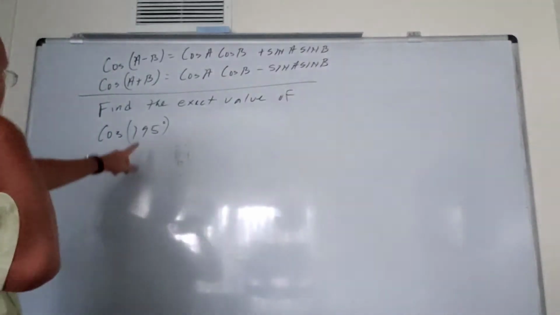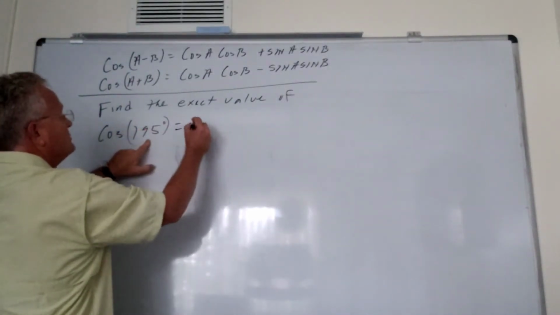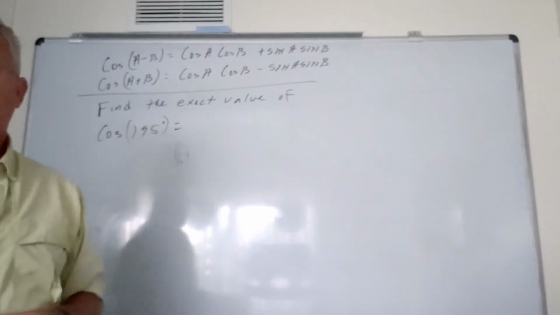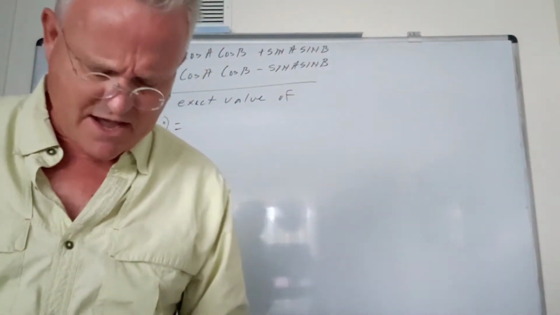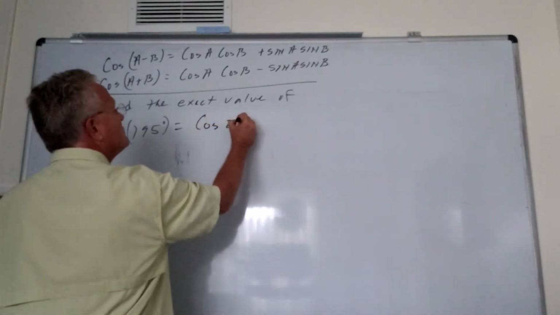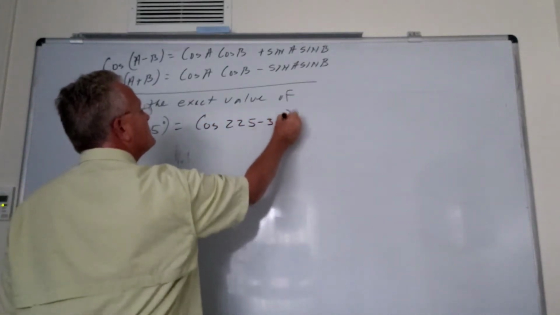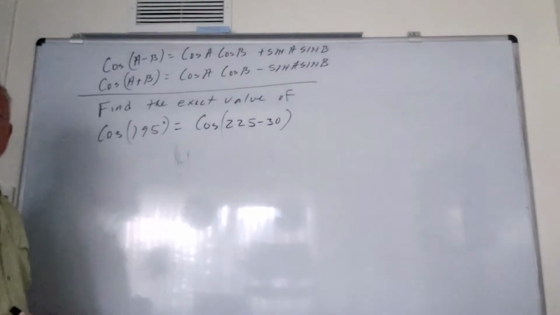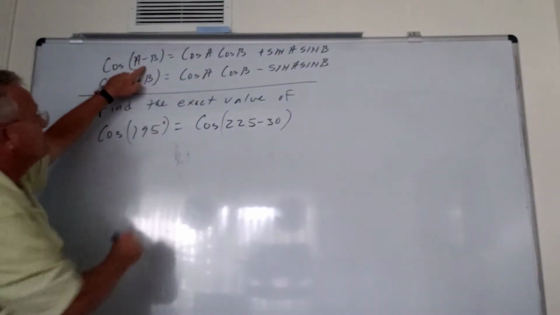So to use the subtraction formula, well, 225 minus 30 is 195. So we have 225 minus 30. This is equal to 195. So now we can use this formula here.